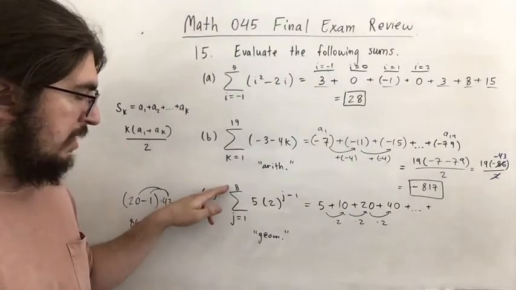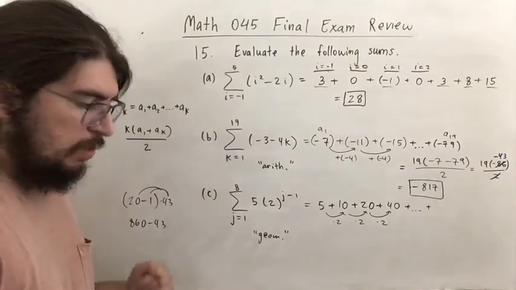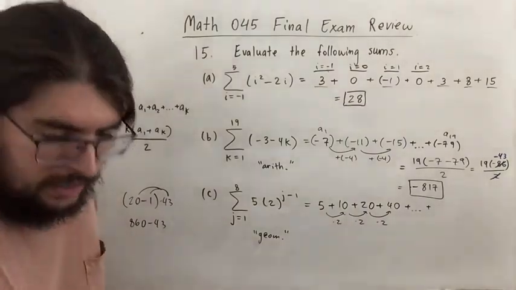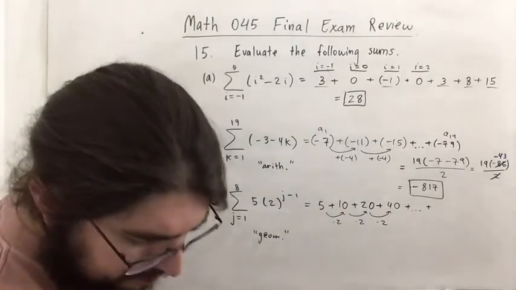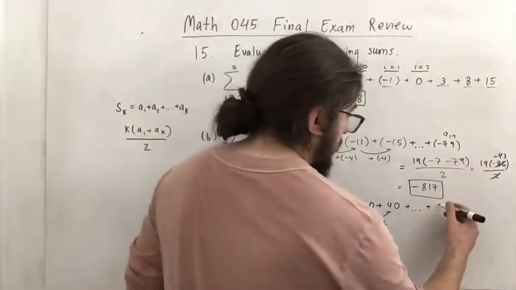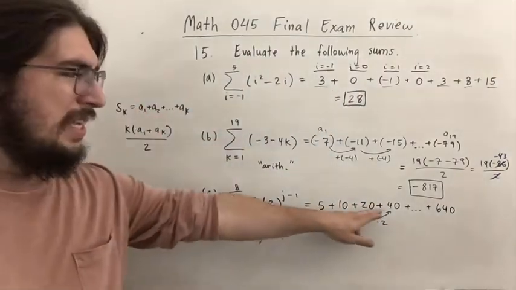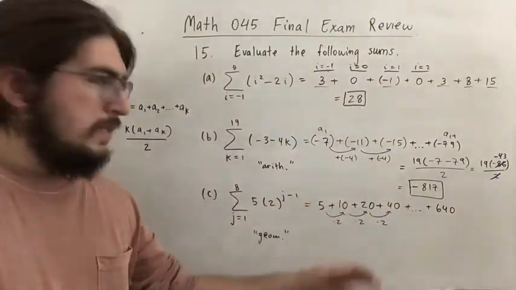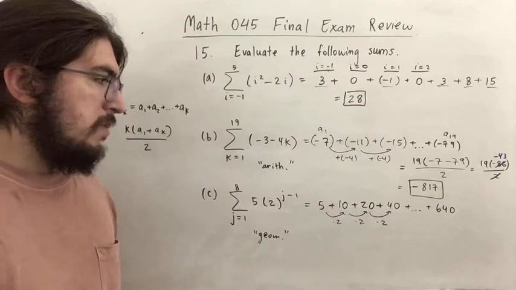Notice when j is 8, 8 minus 1 is 7. 2 to the 7th is 128. And 128 times 5 is, I think, 640. I think it's 640. You can check that. I guess you can kind of see it. Doubling this a few more times, you see 40, 80, 160, 320, 640. So that should be the 8th one.